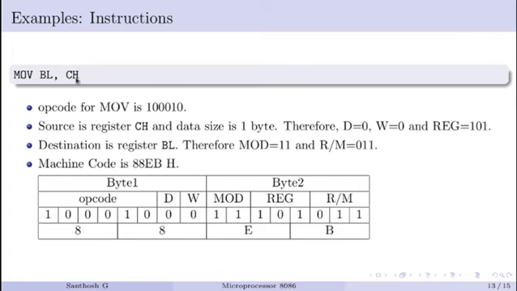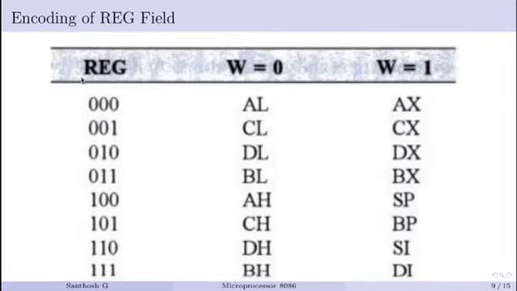Now the source is a register and can be specified by the reg field, and therefore we should set D equal to 0. D equal to 0 means that the location specified by the reg field is the source. Now reg field should encode CH, and if you look back you can see in the encoding of the reg field that CH register is specified by reg field value 101.